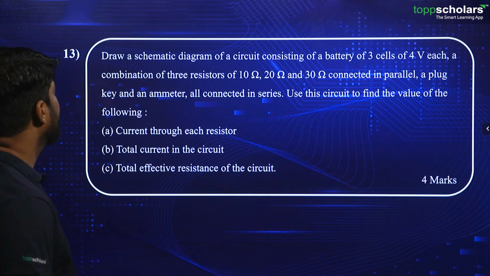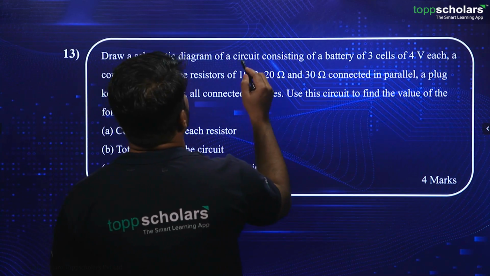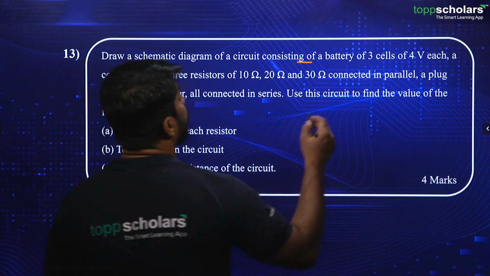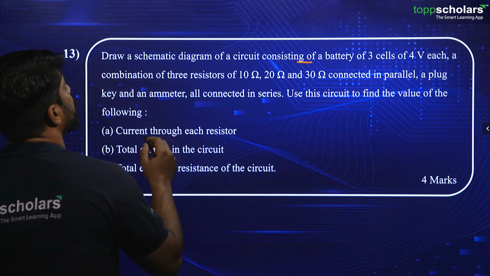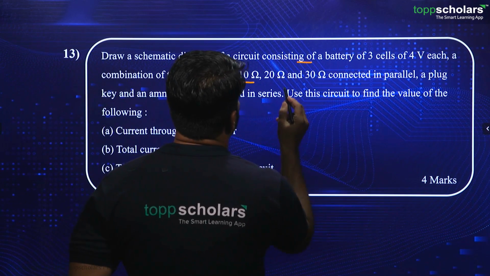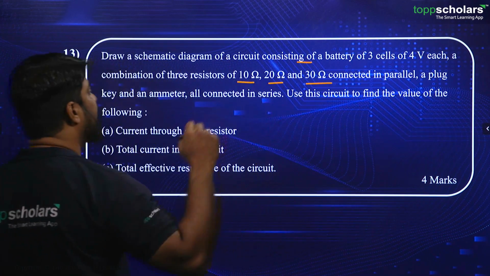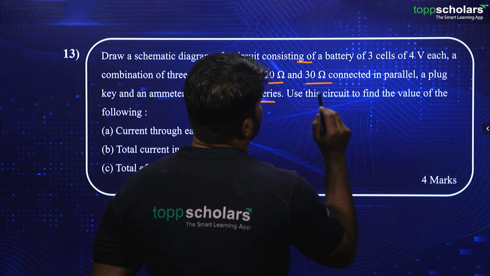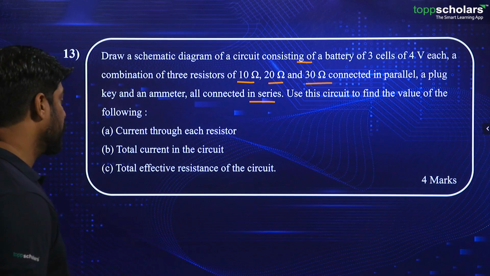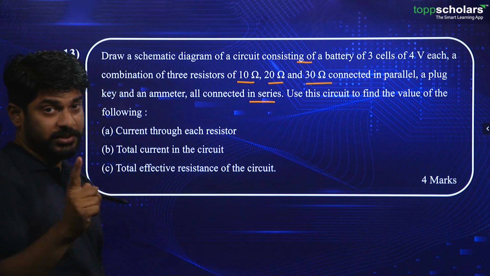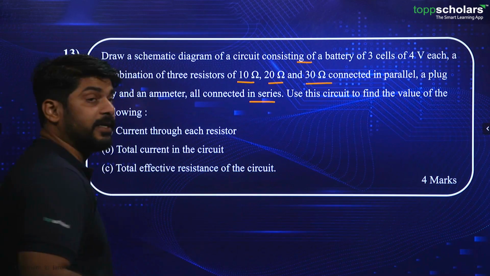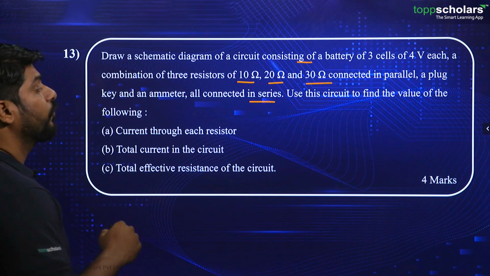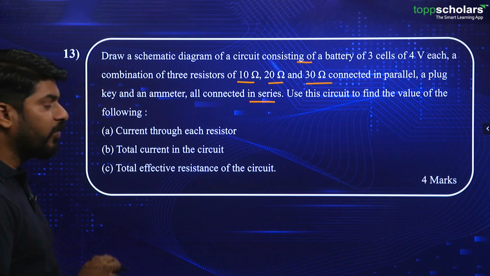Moving on to the next question now. Draw a schematic diagram of the circuit consisting of a battery of 3 cells of 4 volt each, a combination of 3 resistors of 10 ohm, 20 ohm and 30 ohm connected in parallel, a plug key and an ammeter, all connected in series. Use this circuit to find the value of the following. First, current through each resistor. Second, total current in the circuit. Third, total effective resistance of the circuit, for 4 marks. Let's find out its answer.